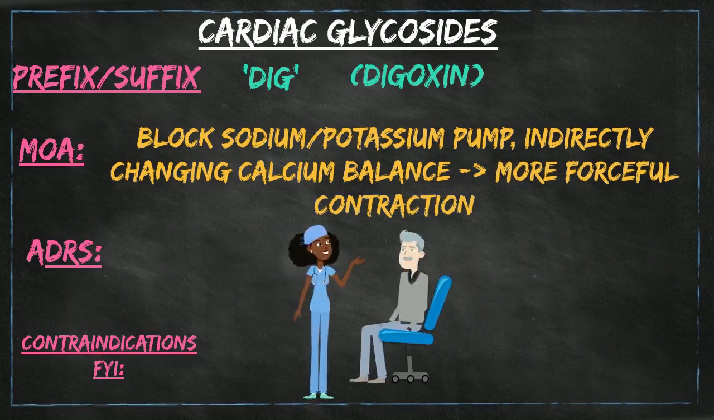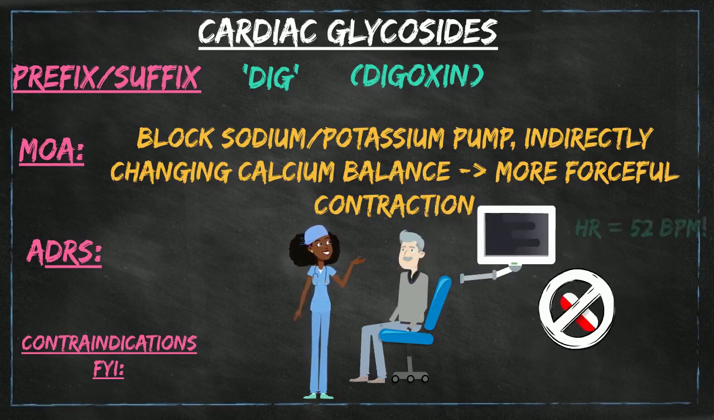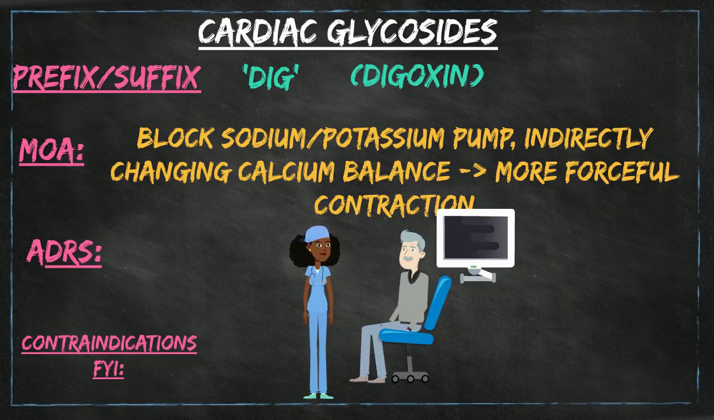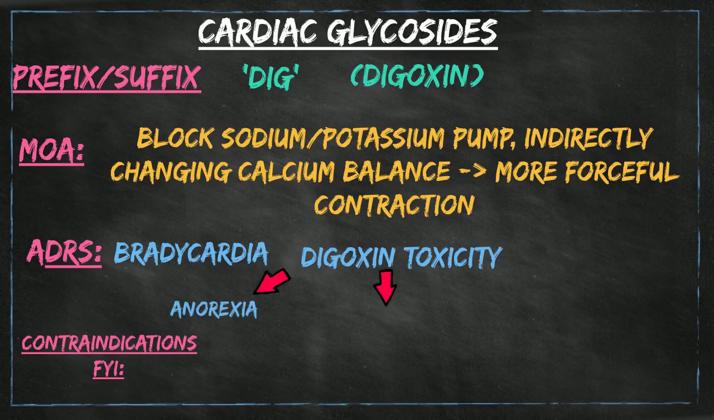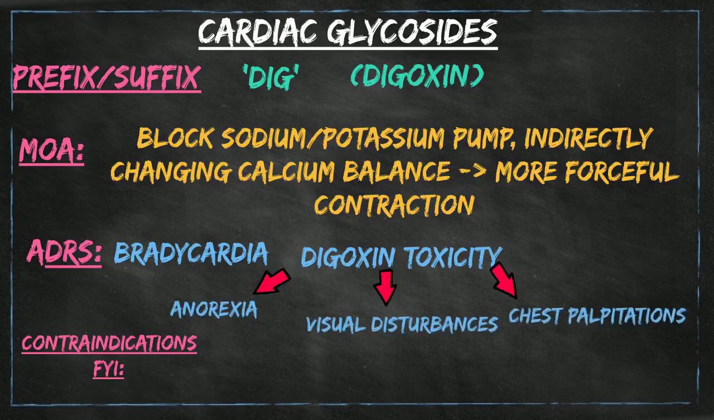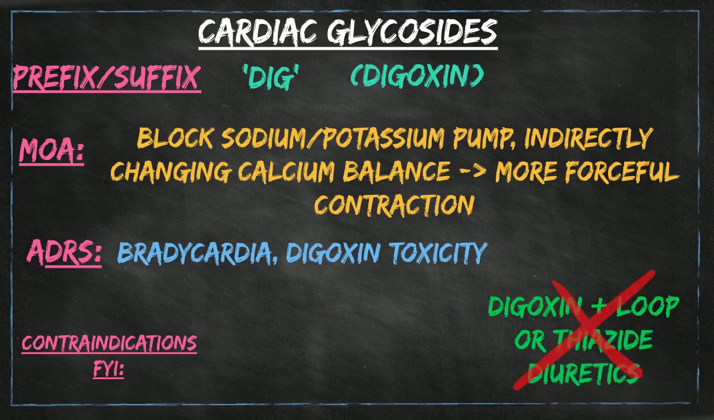Before taking digoxin, the patient's heart rate must be measured, and if less than 60 beats per minute, the dose may be held. This avoids compounding one of the common adverse effects associated with this drug, which is bradycardia. Digoxin toxicity can manifest as symptoms of anorexia, visual disturbances, or chest palpitations. Adverse effects can be compounded if digoxin is taken with a loop or thiazide diuretic.